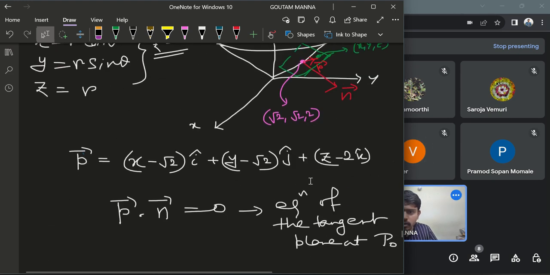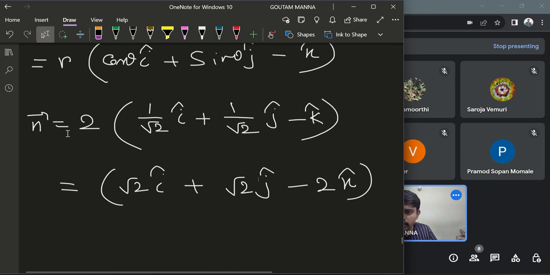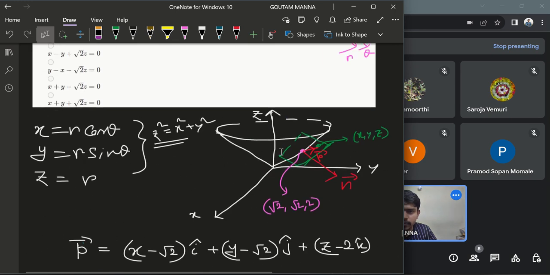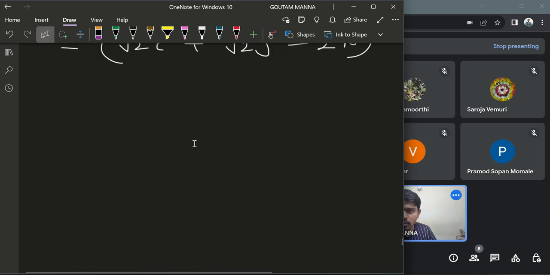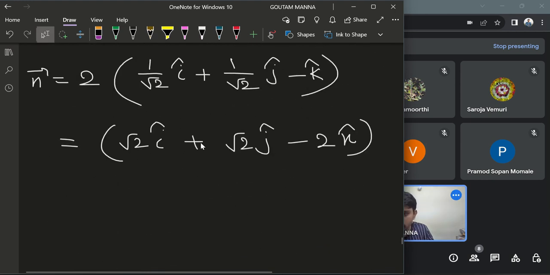Okay, so now we got this n vector that is perpendicular to this tangent plane, and this p vector, depending on x, y, z, will be some vector on the tangent plane. Since n is perpendicular to the tangent plane, we do the dot product and make it 0, and in that way we will get the equation of this plane. So the p vector dot n vector will be 0.